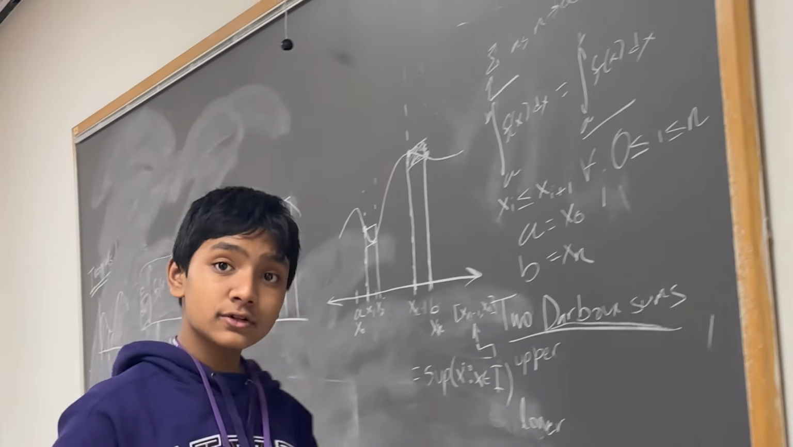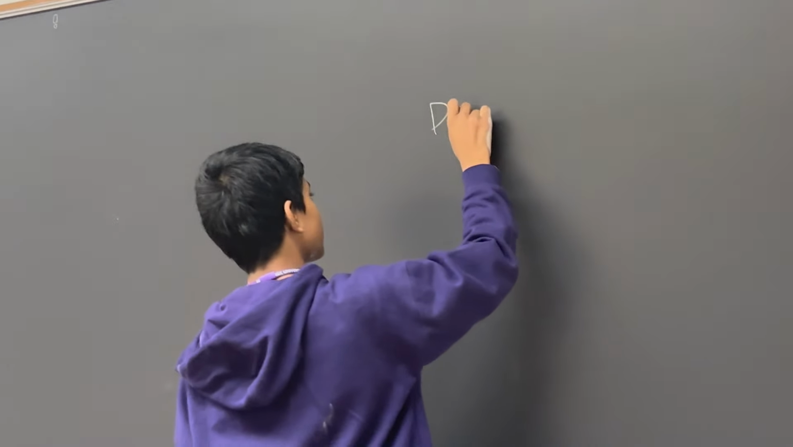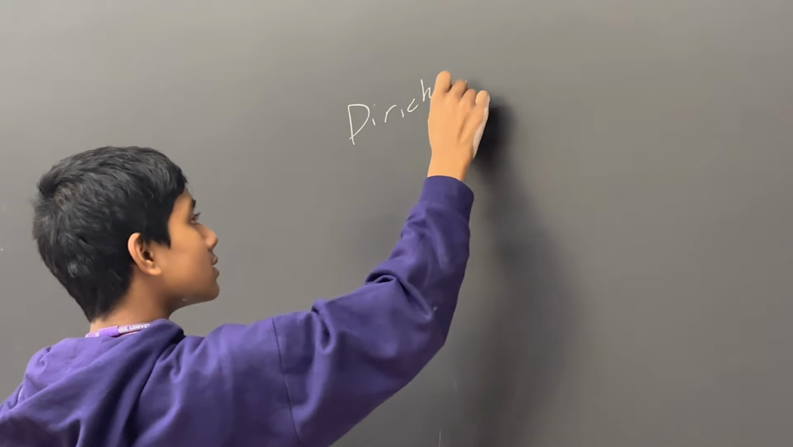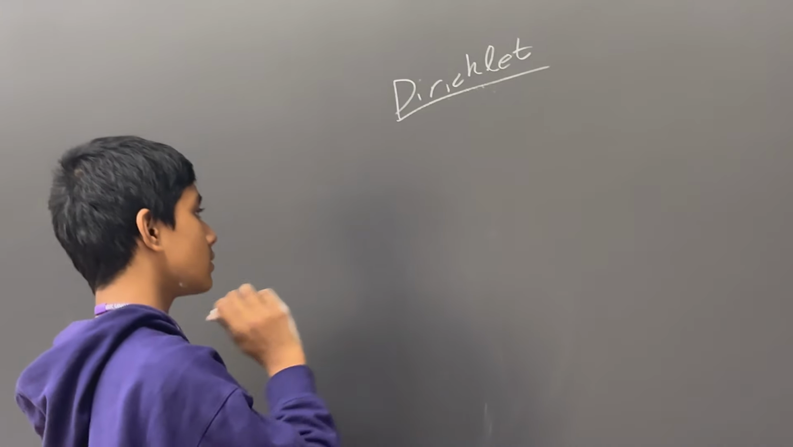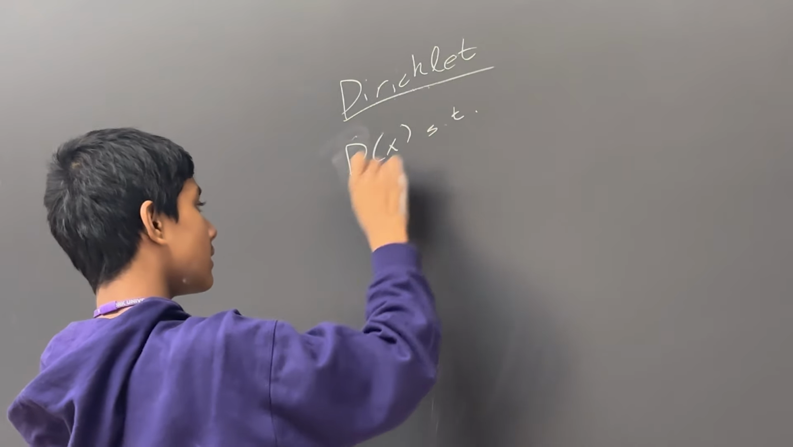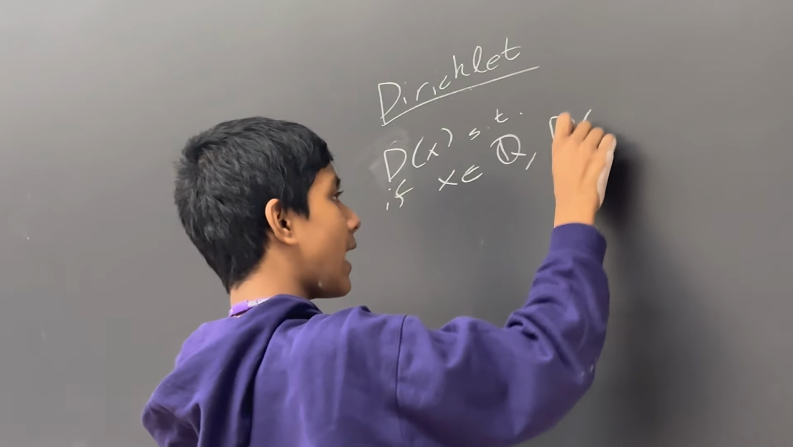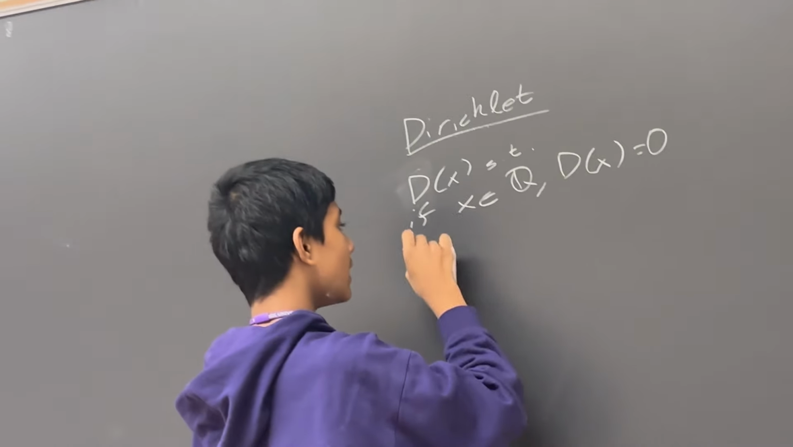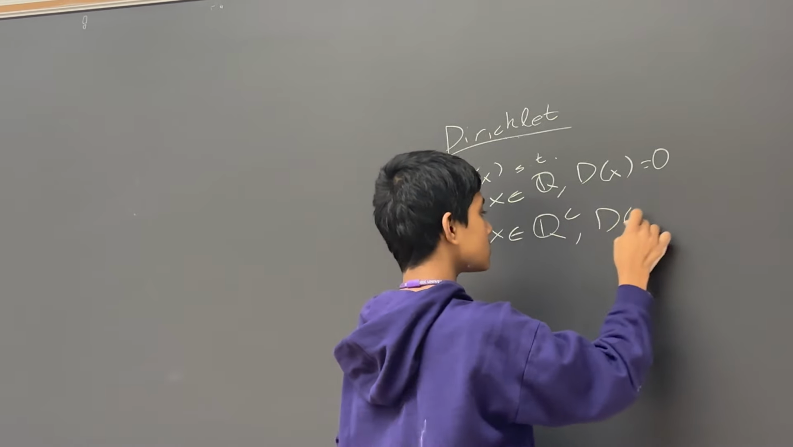But sadly, for some functions, that's not always true. So let's take the Dirichlet function, for example. If you watched my series about real analysis at Hunter College, you'll know the Dirichlet function is d of x such that if x was a rational number, d of x was equal to 0, and if x was an irrational number, d of x was equal to 1.